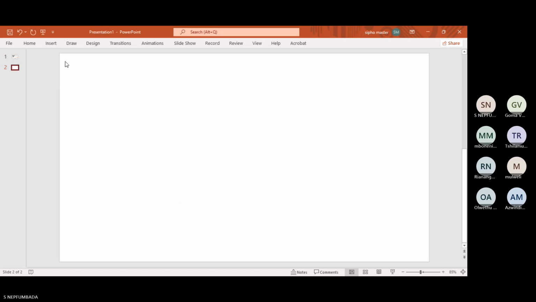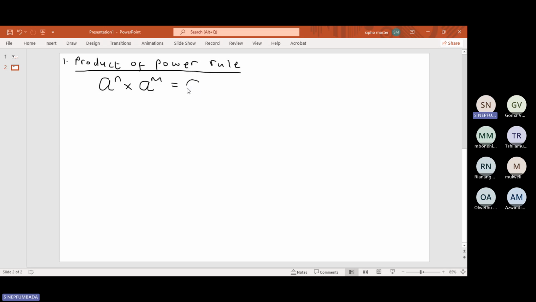So now we have what we call the product of power rule. The product of power rule says that if we have a to the power n multiplied by a to the power of m, this is equal to a to the power of n plus m.